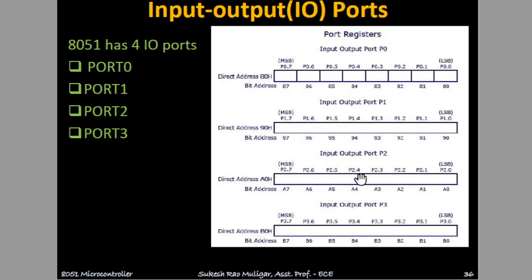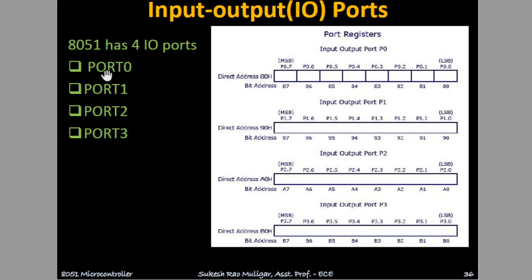See, there are four IO ports in the 8051 core, that is port 0, port 1, port 2, and port 3. Each of these IO ports is 8 bit. There are 8 lines for each of these IO ports. Altogether, there are 32 IO lines. Port 0 has 8 IO lines, port 1 also has 8 IO lines, so in total there are 32 IO lines.